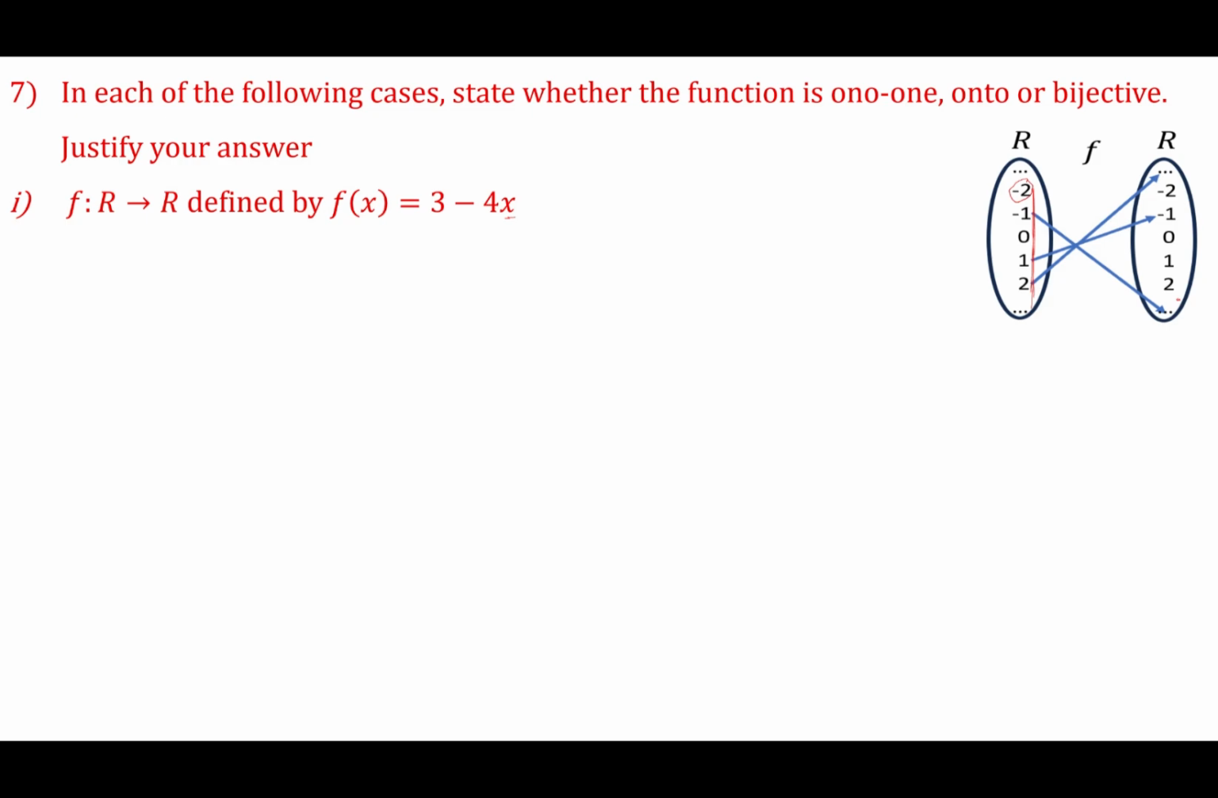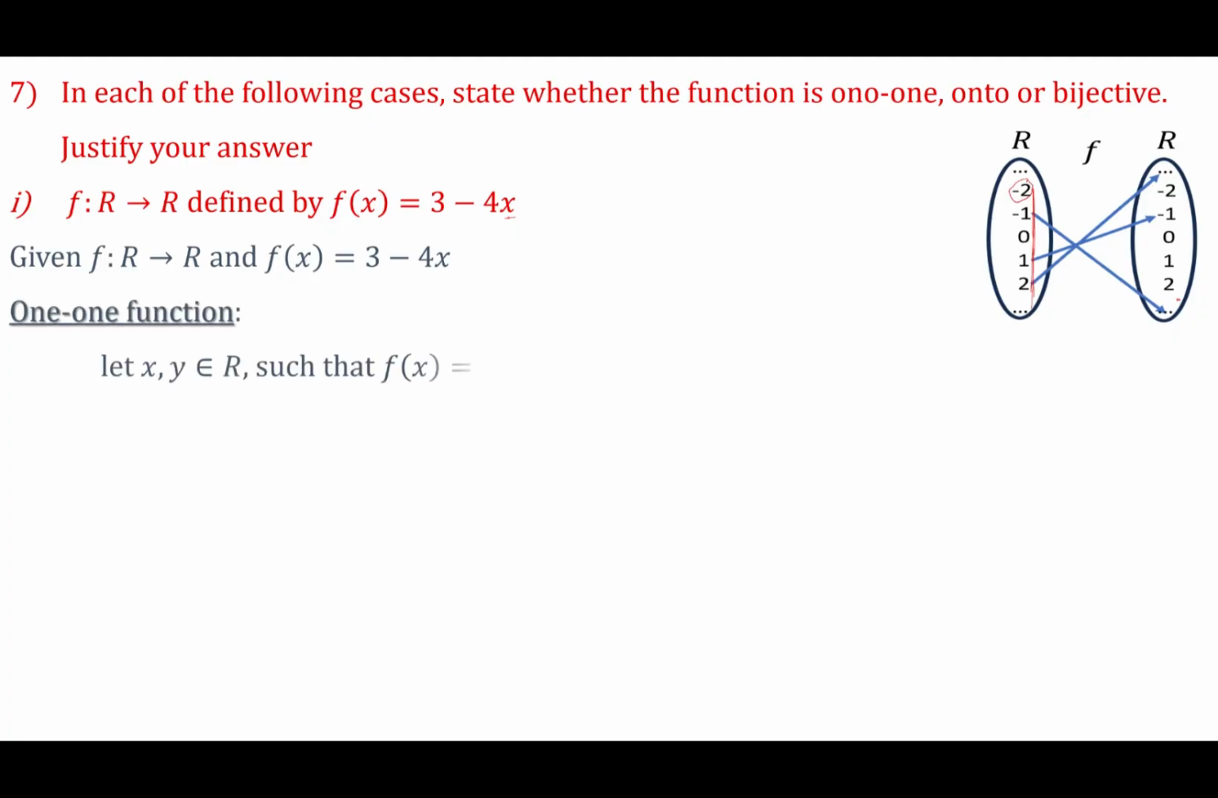Let us prove it. Given function from R to R defined by 3 minus 4x. For one-one function, x, y belong to the domain such that f of x is equal to f of y. Now, what is f of x? 3 minus 4x. And f of y? 3 minus 4y. It should be like this.